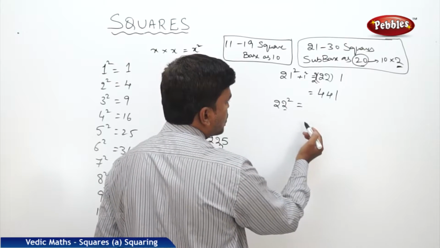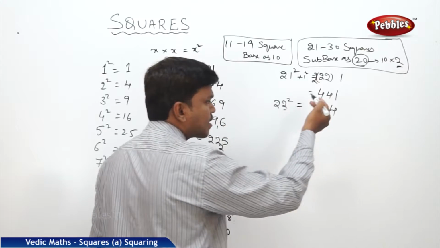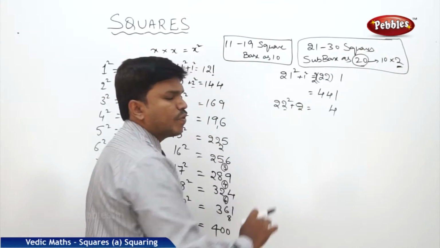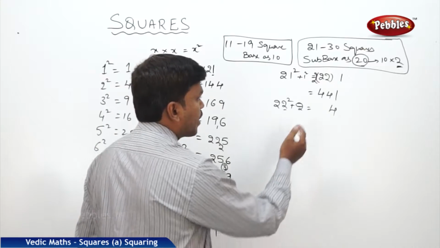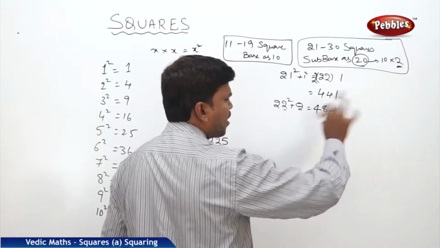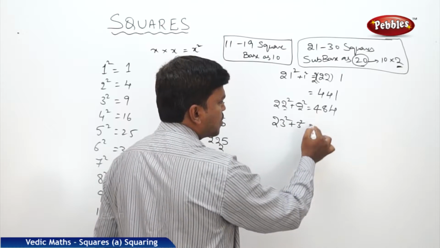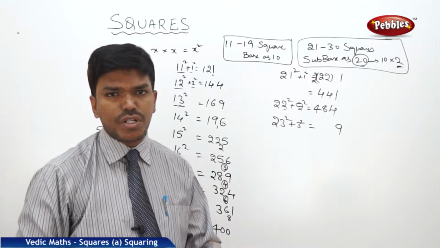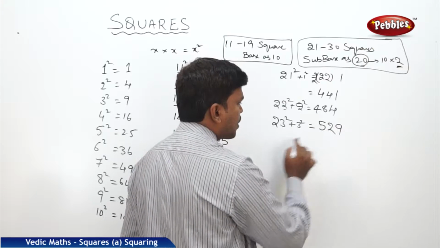Similarly, 22 square I need. So 2 square is how much? 4. 22 and what is the excess number? 2. 22 plus 2? 24. And what is the double of 24? 48. Every time you need to just make double, that's it. 23 square, that means plus 3 square. What is 3 square? 9. 23 plus 3, how much? 26. Make it a double. 52. So your answer is 529.